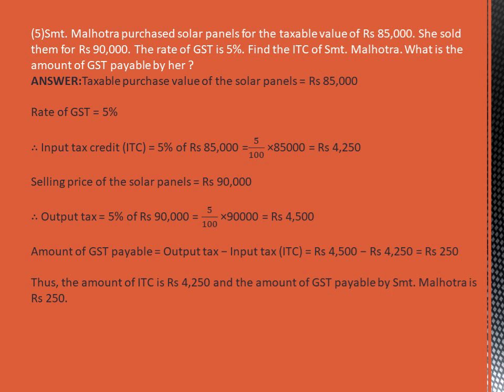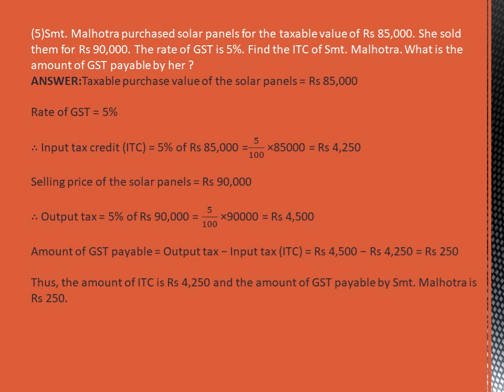Sum number 5. Srimati Malhotra purchased solar panels for the taxable value of rupees 85,000. She sold them for rupees 90,000. The rate of GST is 5%. Find the ITC of Srimati Malhotra and the amount of GST payable by her. The taxable purchase value of the solar panels is 85,000.